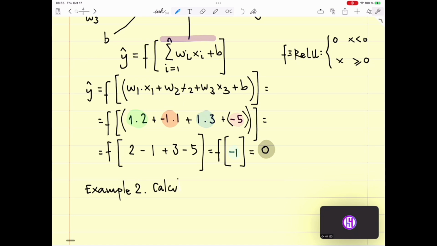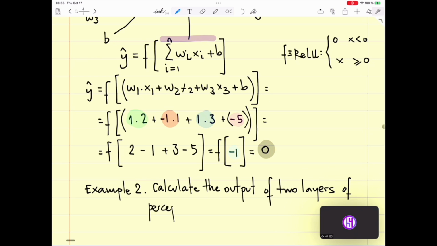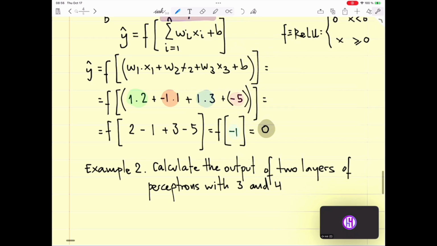So calculate the output of 2 layers of perceptrons with 3 and 4 neurons respectively. Okay?